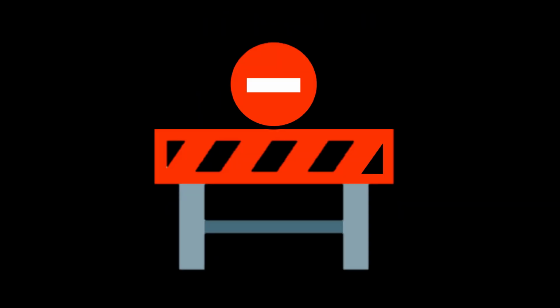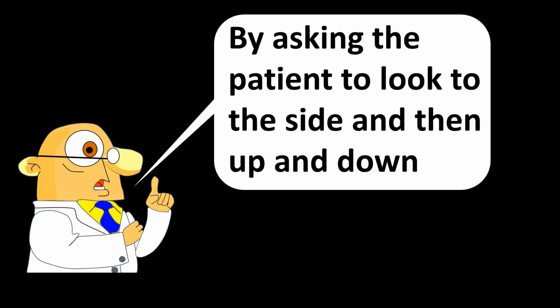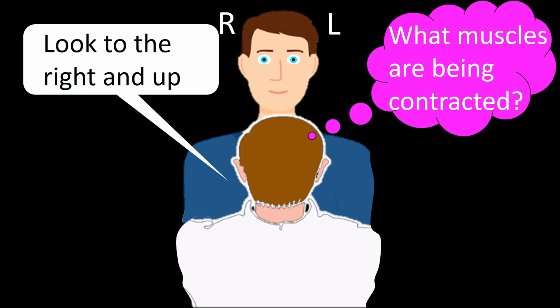Again, we are faced with the same problem we found when testing upward gaze. That is that 2 muscles are involved in the same movement in each eye. So how can we determine which of the 2 muscles is affected? The answer is easy, by asking the patient to look to the side and then to look up and down.